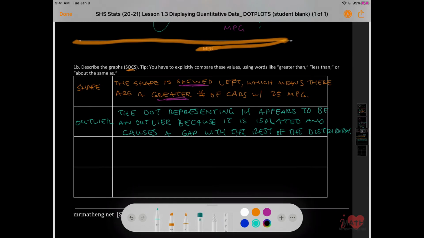All right, SOCS. We're almost there. Center.